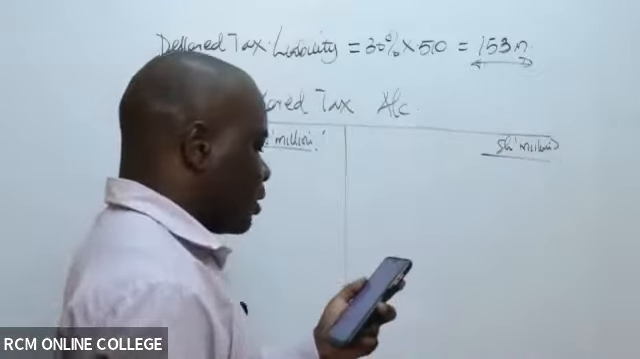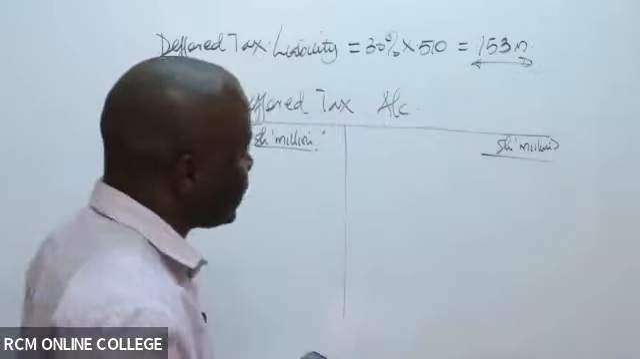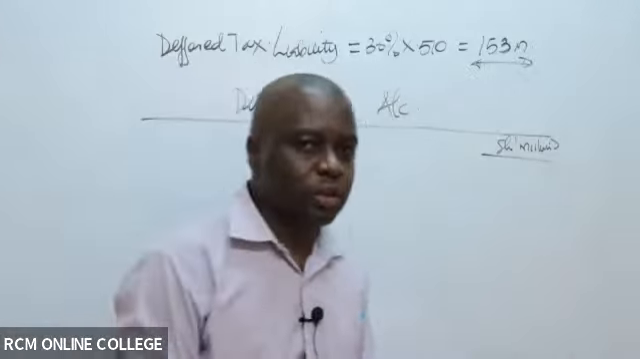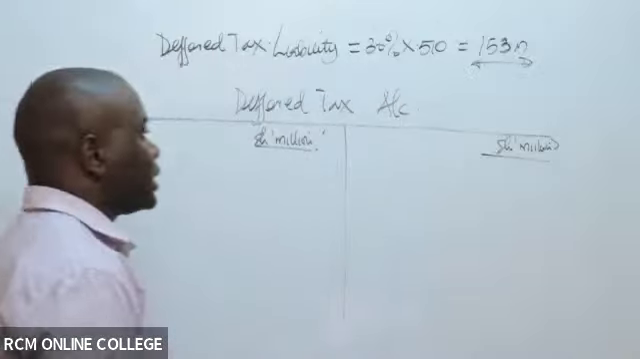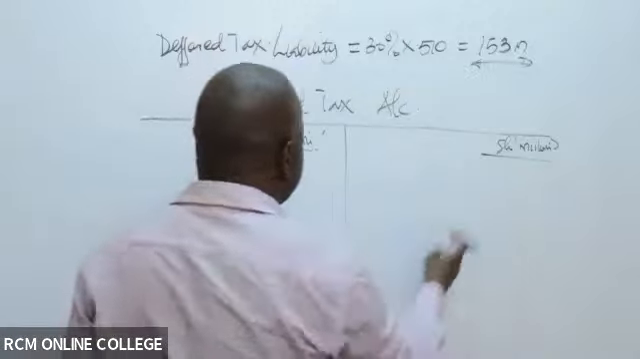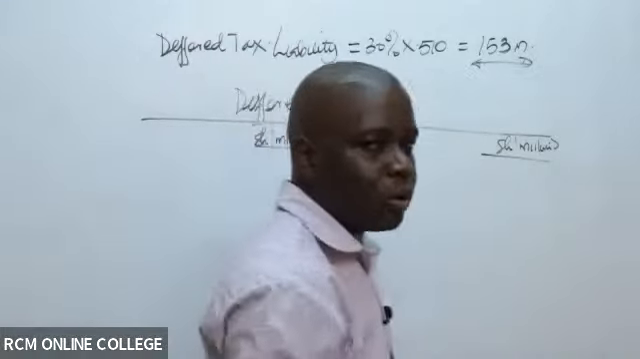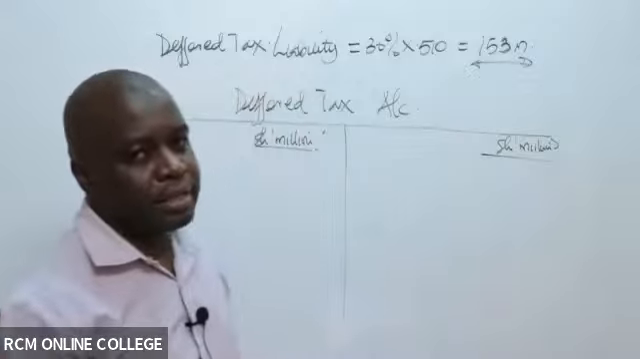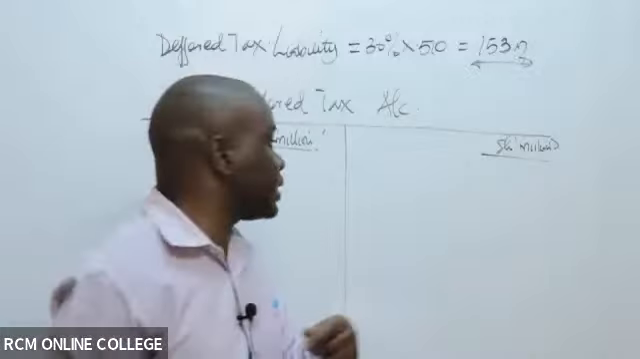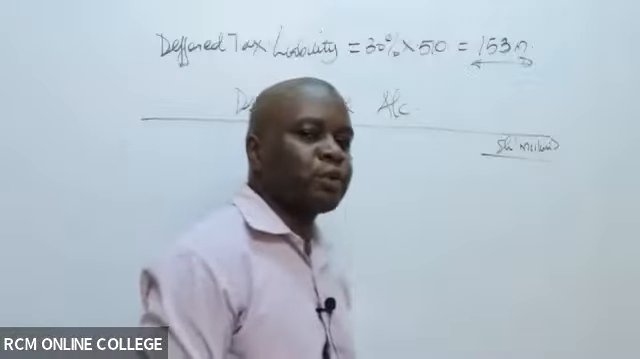If you look at note number 6, you're told the deferred tax liability at the start of the year. A liability account always has a credit balance, so it will be on this side. If it were an asset, it would be on this side, as an asset has a debit balance. But in this case, it was a liability.